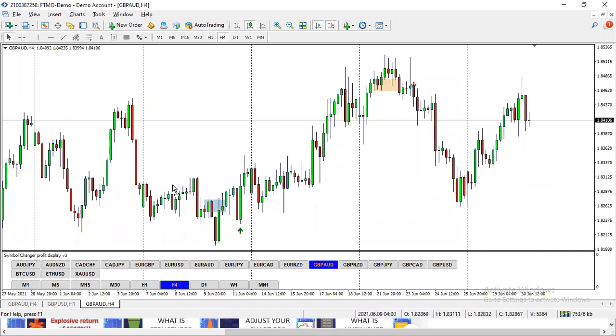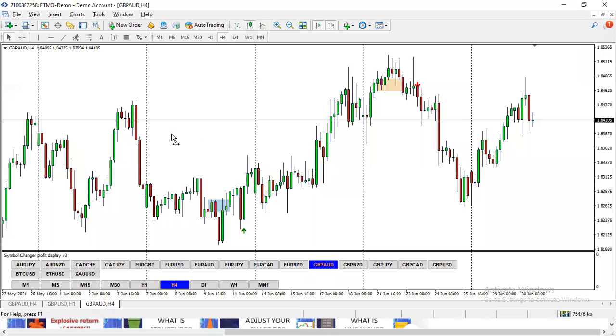Right, so notice how there was a sudden, okay, let's start from here. Notice how they took out the previous week's low and then shot up, right? This is a trade, right? Let me clear this out.